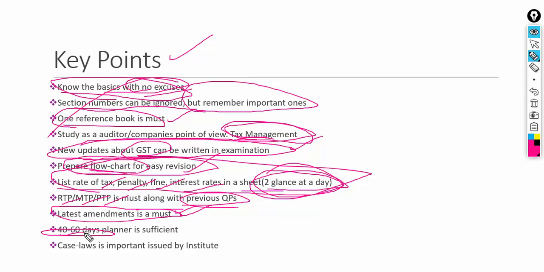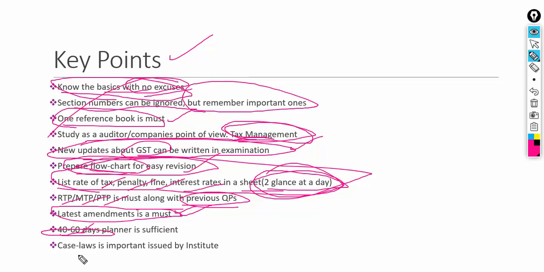Okay, so how many days are required? 40 to 60 days is sufficient, guys. I'm giving 40 days to the people who are very interested and passionate about indirect taxation, and a maximum of 60 days for average students like me.